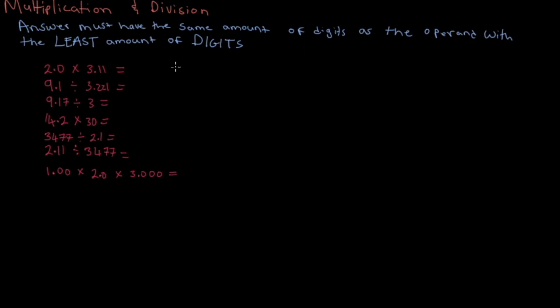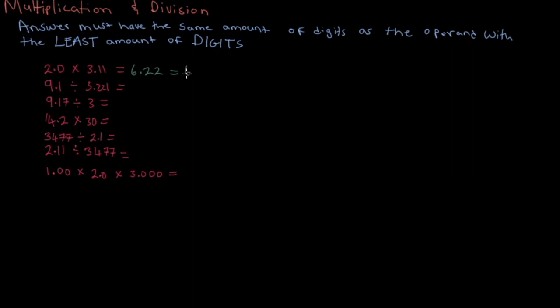So if we go back to addition and subtraction, we were counting decimal places. With multiplication and division, we're not counting decimal places, we're counting the entire number, we're counting all the digits. Okay, so here, when we multiply these two numbers, 2.0 times 3.11, we get 6.22. But that is not the right amount of significant figures, because you want this answer to match the operand with the fewest amount of digits. So this number here has 3 digits, 1, 2, 3, and this one has 2 digits, 1, 2. So that means our answer should have 2 digits.